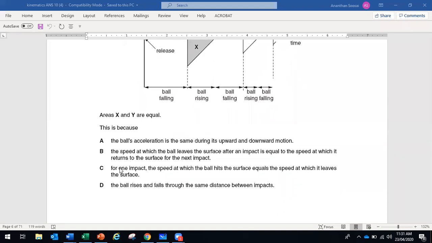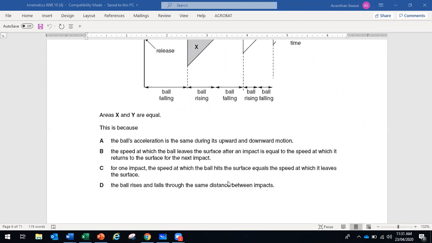Okay. So C, for an impact, the speed at which the ball hits the surface is equal to the speed at which it leaves the surface. Oh, this is totally wrong. When you hit the ground with 30, it bounces back. It's not going to be 30, definitely going to be less than 30. So C cannot be the answer at all. It's a wrong fact.